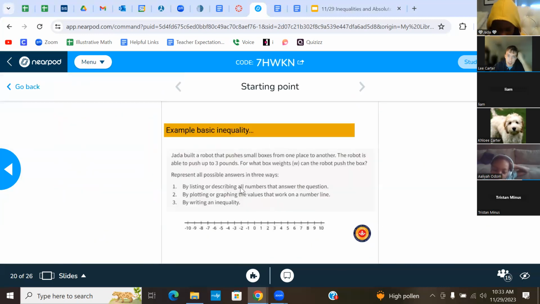All right. Jada. Hey, Jada's in here. This is like the example person on this where I pulled these problems from. Built a robot that pushes small boxes from one place to another. The robot is able to push up to 3 pounds. For what box weights can the robot push the box?